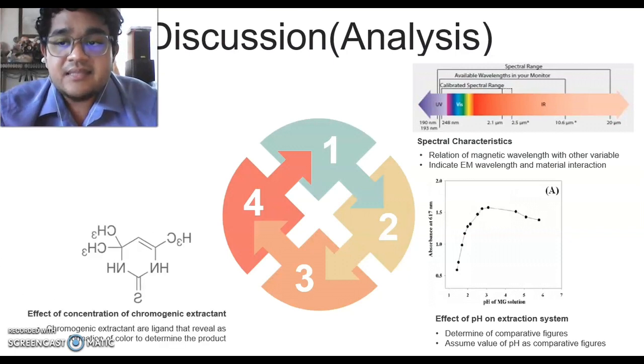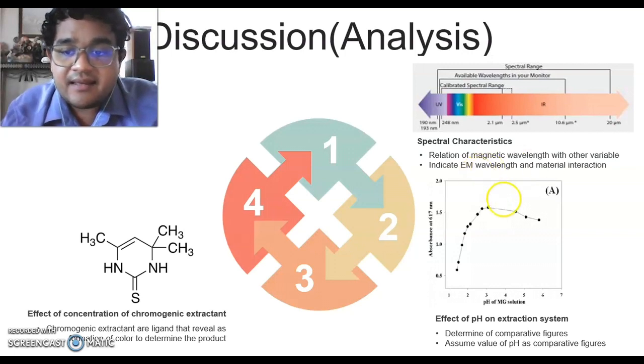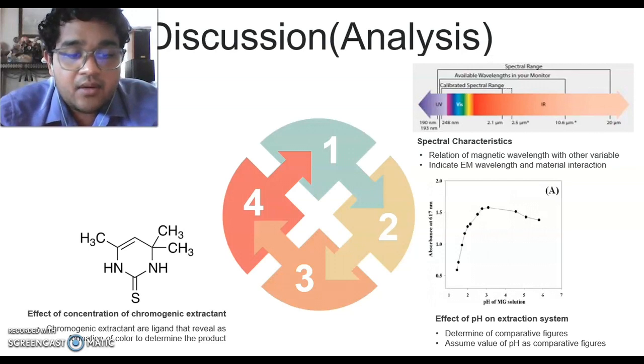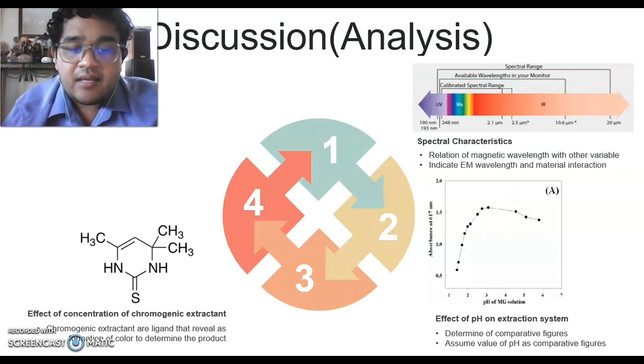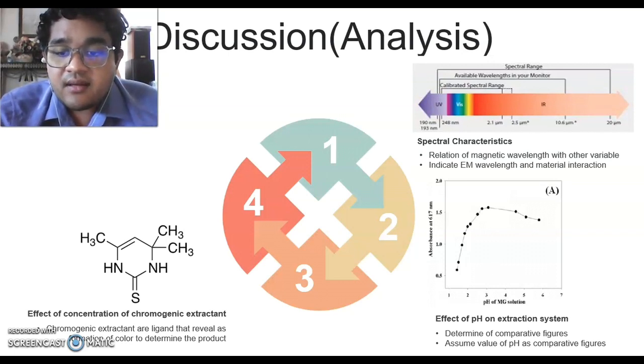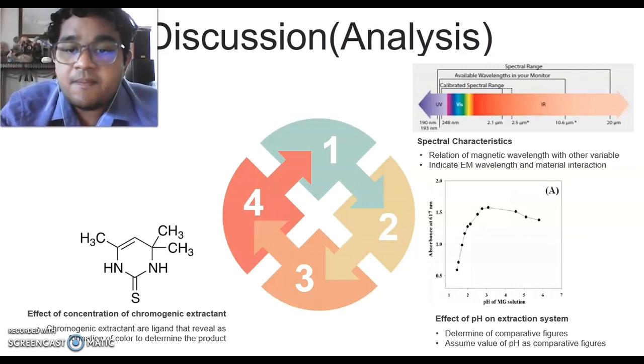The third point here is the effect of concentration of chromogenic extractant. The PTPT or chromogenic extractant is a useful chemical ligand that has been revealed as forming color to determine the product. It was found that 4.0 ml of 0.01 mol per liter PTPT was essential for full and constant color development in the presence of 5.0 ml pyridine. In absence of pyridine, absorbance was reduced.